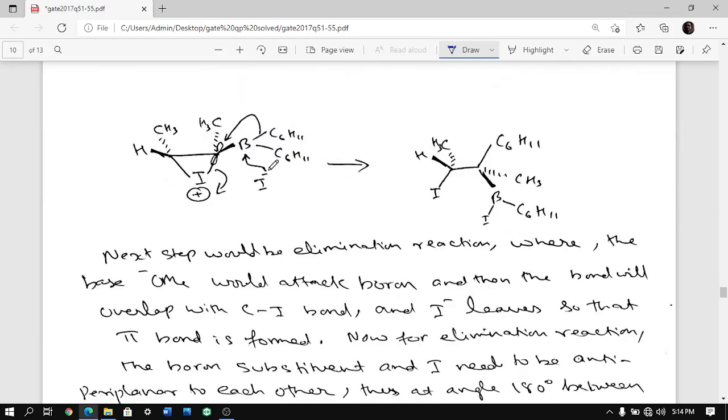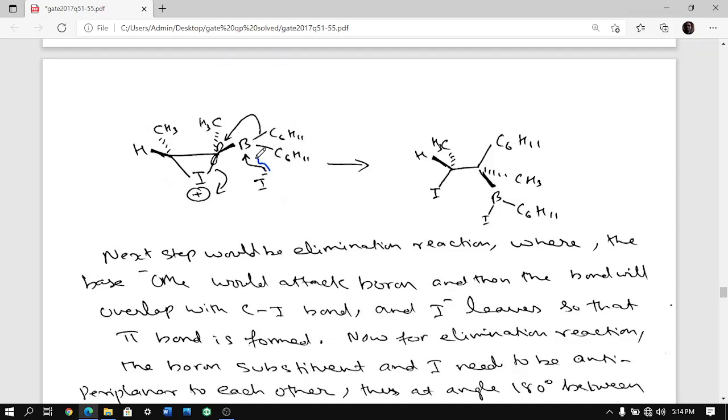Next step, again I minus is there, this I minus goes and attacks boron, because still boron is electron deficient because it has only 3 bonds, that means 6 electrons, its octet is not complete. Then when this attacks this, C6H11 part goes and attacks on this carbon. Now this is very interesting, this is what you have to understand.